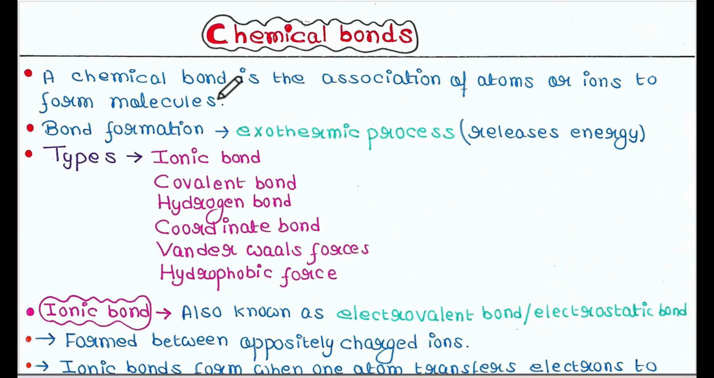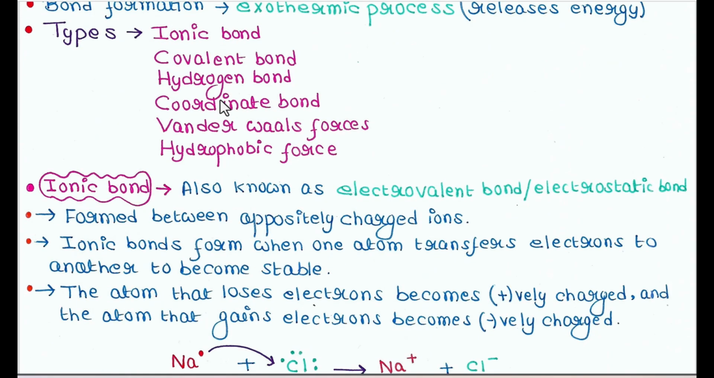And there are different types of chemical bonds such as ionic bond, covalent bond, hydrogen bond, coordinate bond, van der Waals forces, hydrophobic force, etc. So we will talk about them one by one. First one is ionic bond.